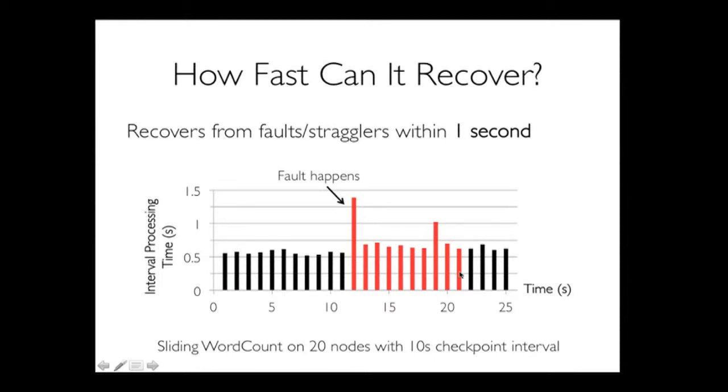Then we have this 10-second window, because we're doing an incremental sliding window. During these 10 seconds, we actually subtract out data from 10 seconds ago, and we may have to recompute that. So there are a few bumps in that as well. But overall, we're back in business pretty quickly, even if something fails.